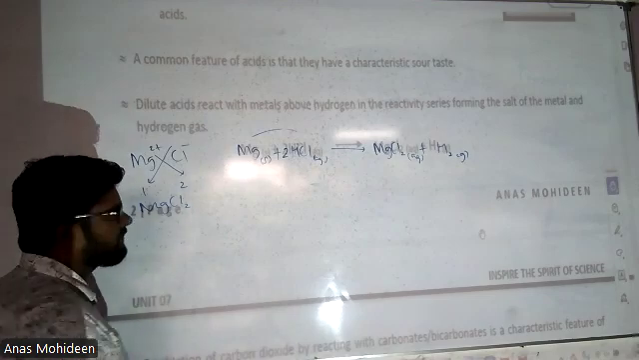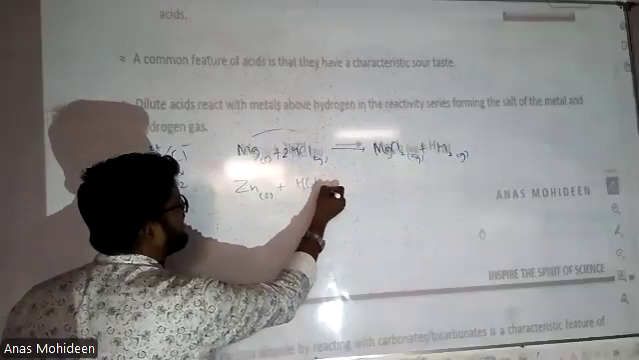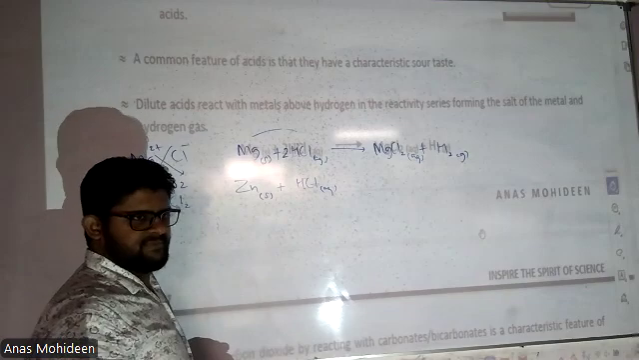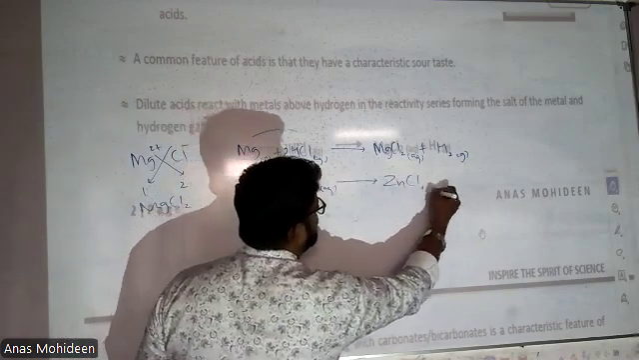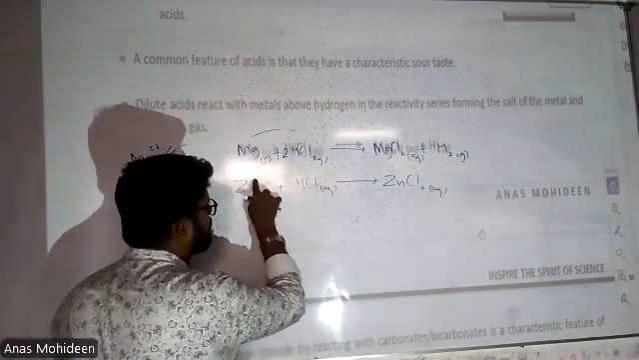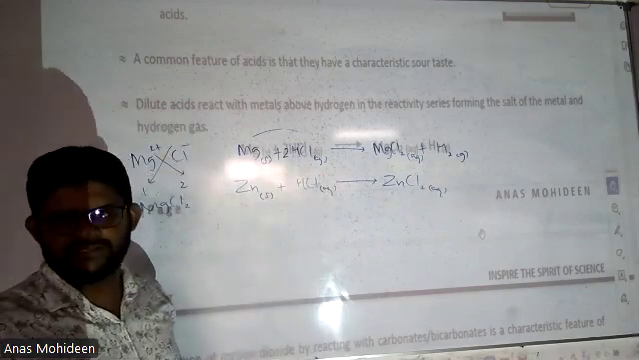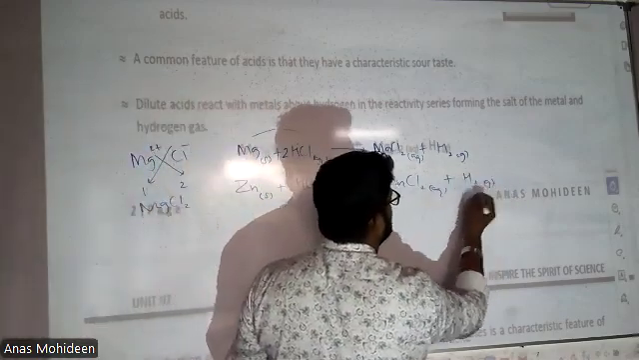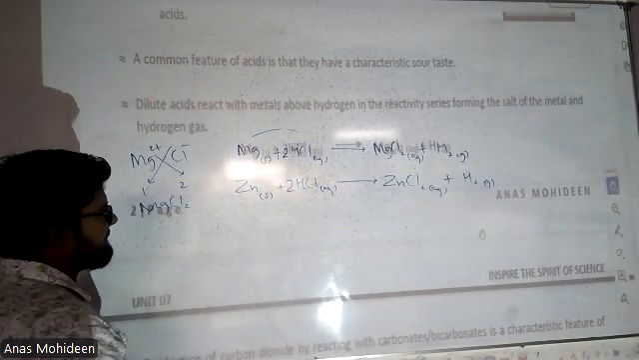Let's check with another, zinc with HCl. Now tell me how it happens. Zinc is also 2 plus, so it should form ZnCl2, zinc chloride. Zinc is 2 plus, Cl is minus, 2 plus, 1 minus. Same way, ZnCl2. Zinc chloride should be formed. And what is the gas leaving out? H2. So to balance this H2Cl2, I'm writing 2.